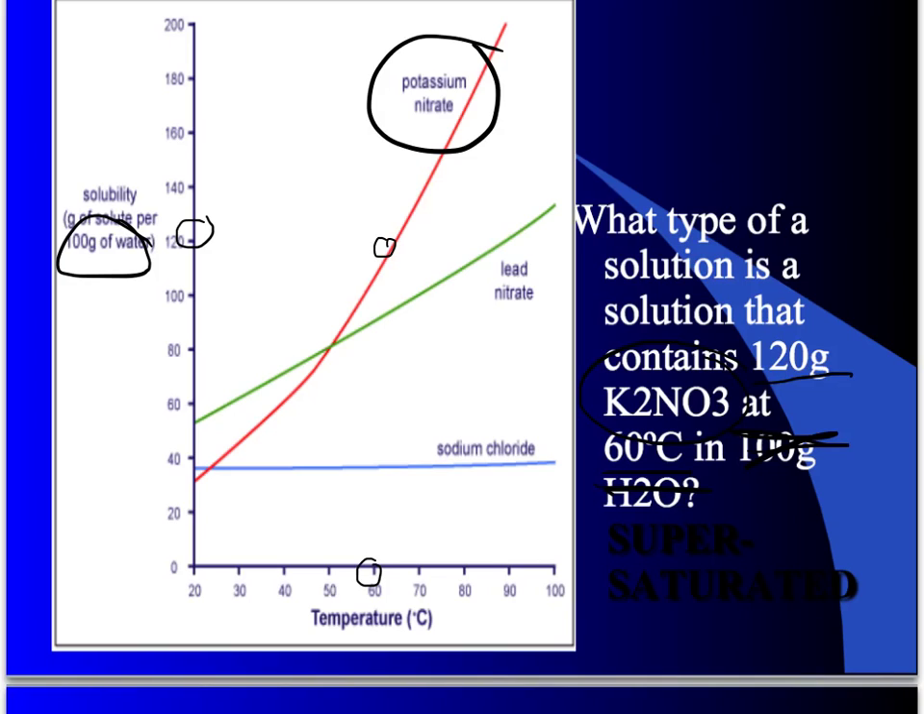So if we look at that and try to say, okay, is it above, below, or right on the line? And this one actually is a little bit above. I didn't really plot the point very well, but it'd be a little bit above that red line. So since it's above that red line on the solubility curve, we're going to call that a supersaturated solution, above the maximum.